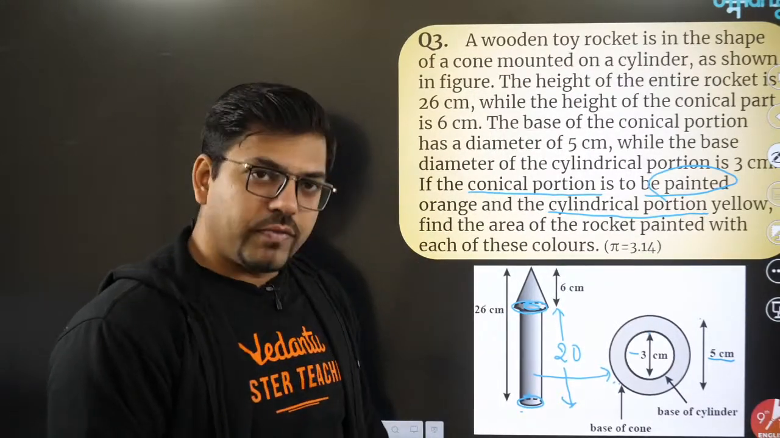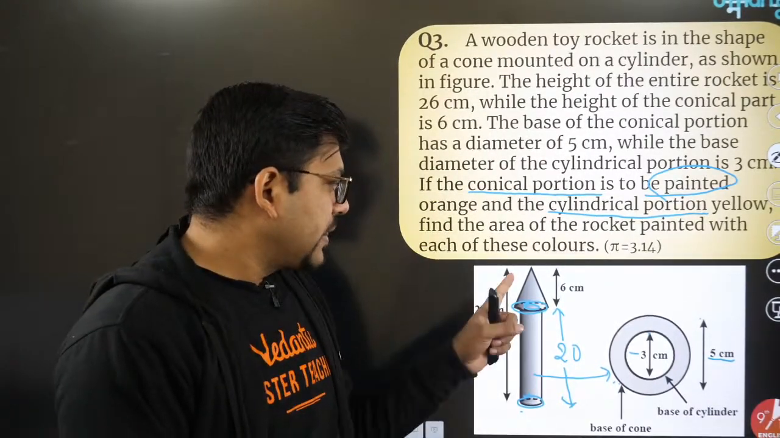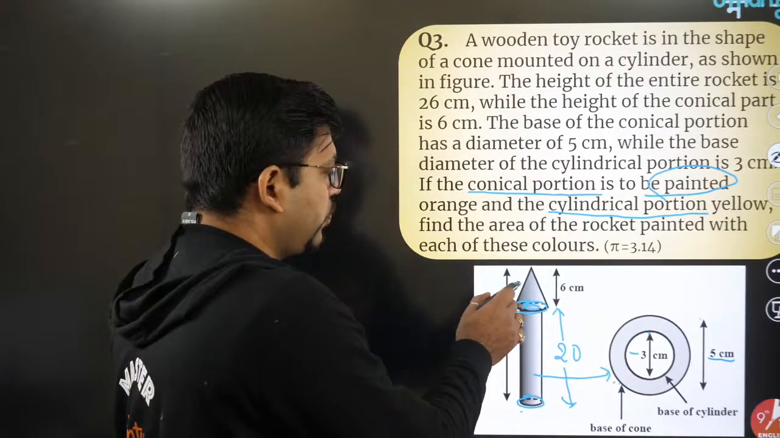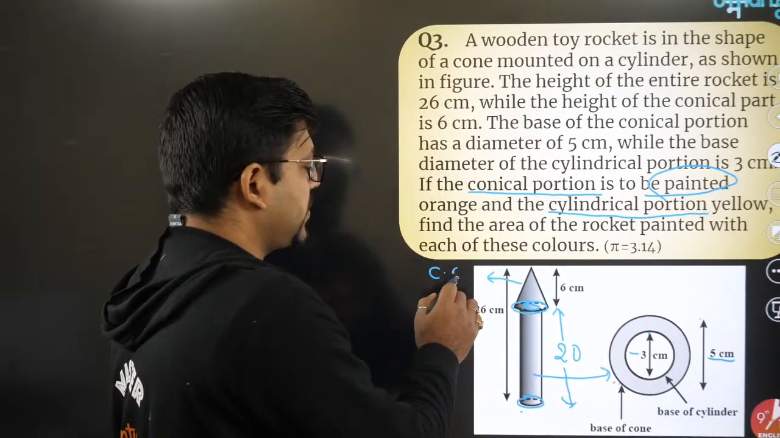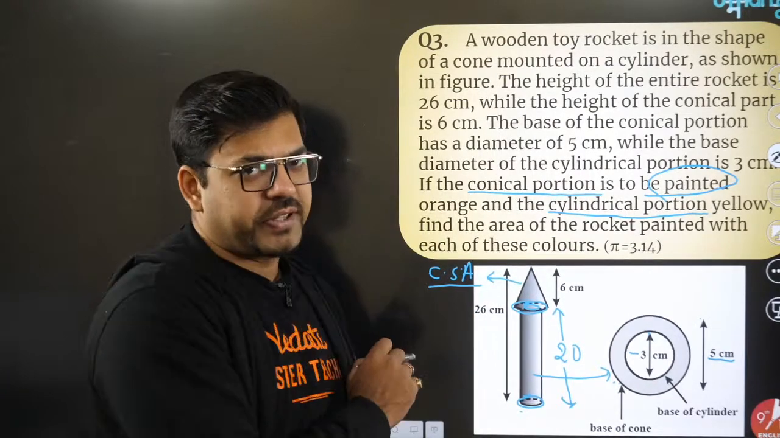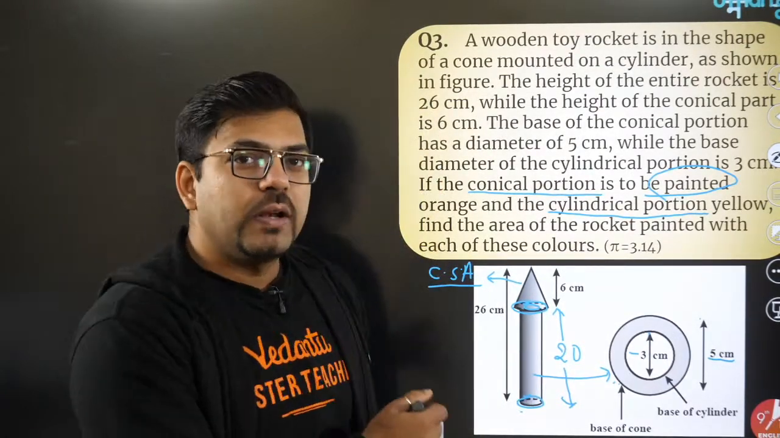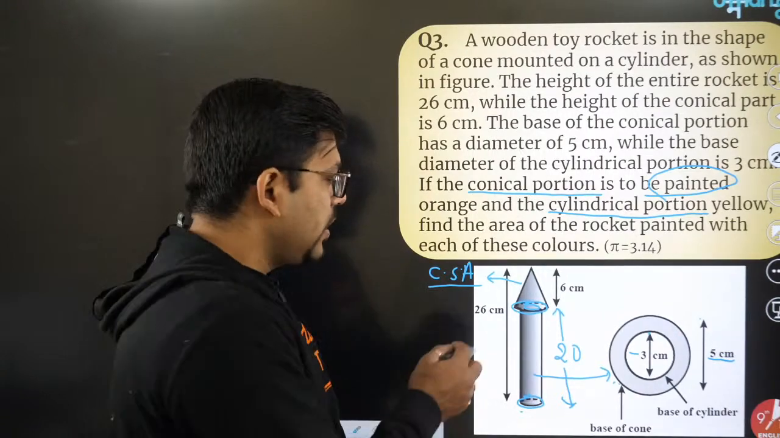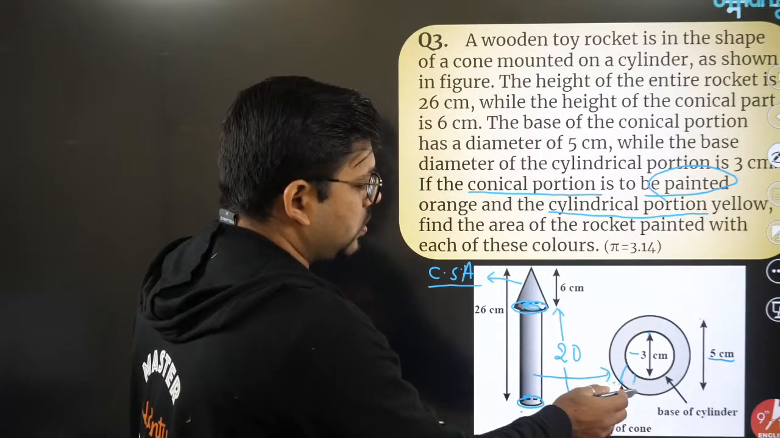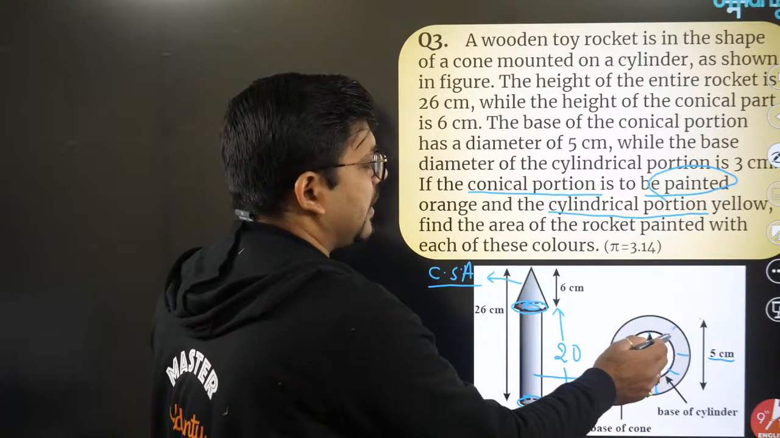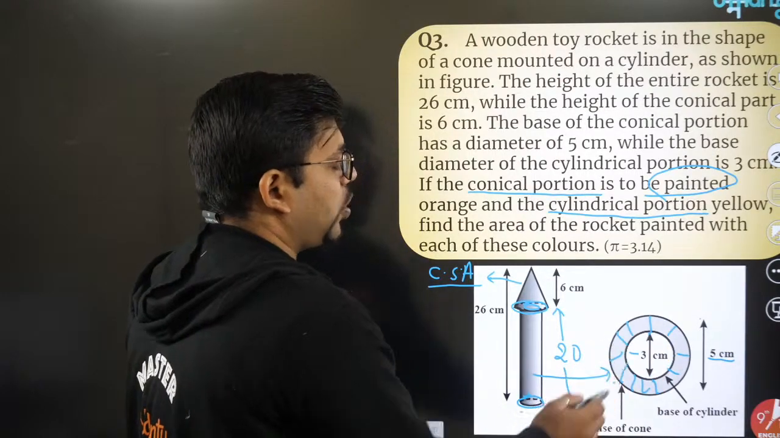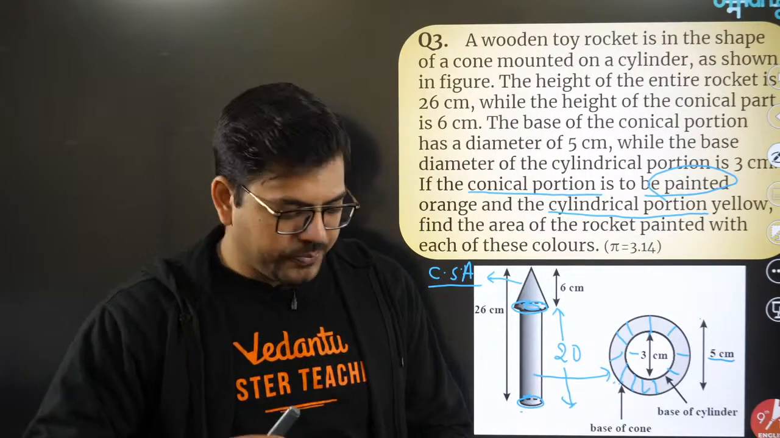Now here for the cone you will paint the curved surface area. Correct? You will paint the curved surface area. Second, you will paint this area also. Those who are not understanding how this area will be painted with orange color, please understand this.